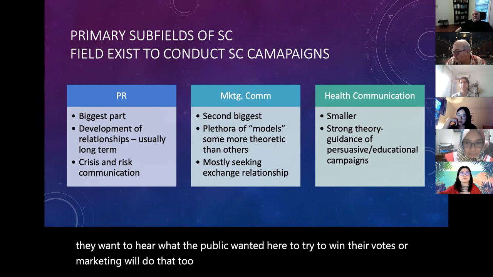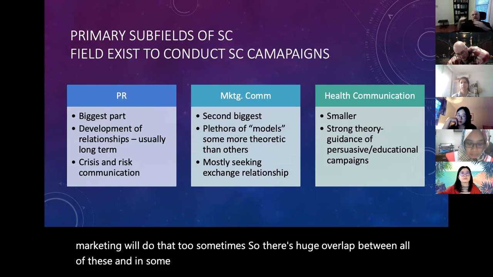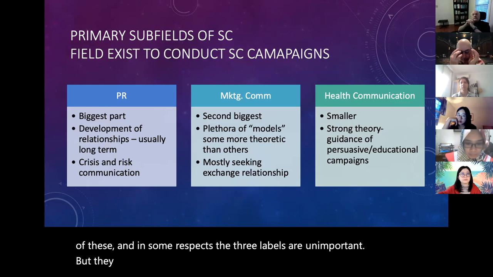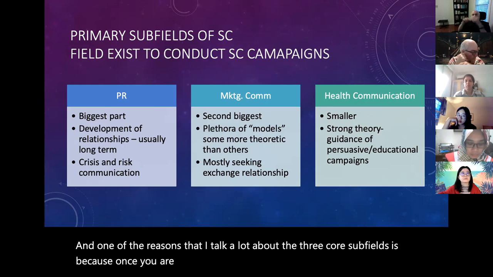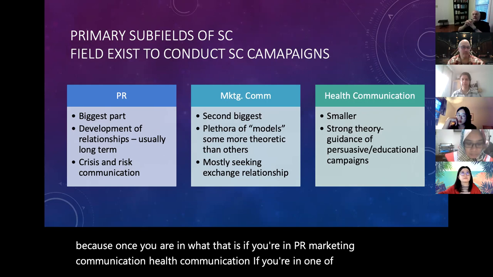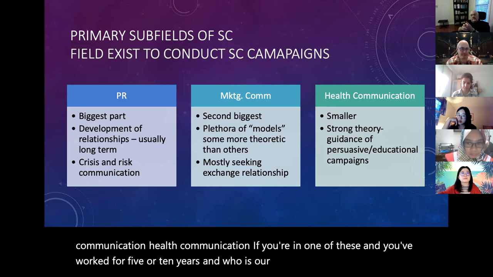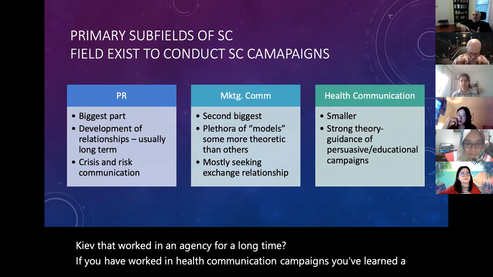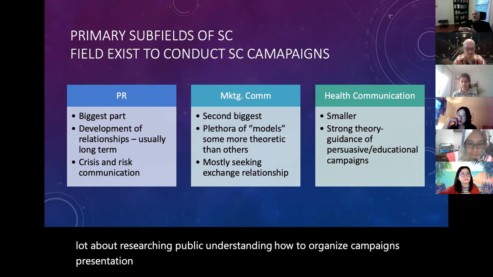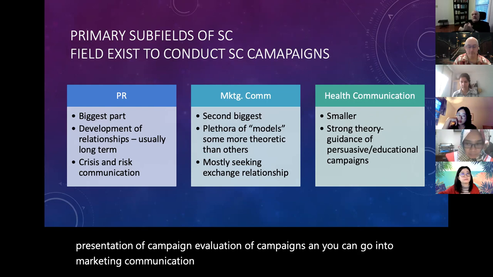And in some respects, the three labels are unimportant, but they are very important because oftentimes you will be hired into one of those categories. And one of the reasons that I talk a lot about the three core subfields is because once you are in one, that is, if you're in PR, marketing communication, or health communication, and you've worked for 5 or 10 years, who is our colleague here from Kiev that worked in an agency for a long time? If you have worked in health communication campaigns, you've learned a lot about researching publics, understanding how to organize campaigns, presentation of campaigns, evaluation of campaigns, and you can go into marketing communication with those skills as well as into PR with those skills.